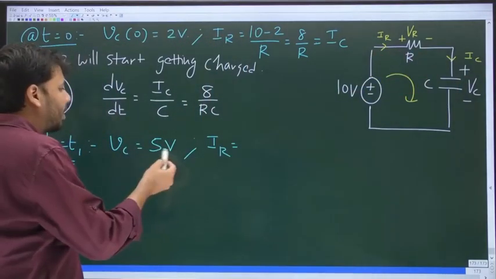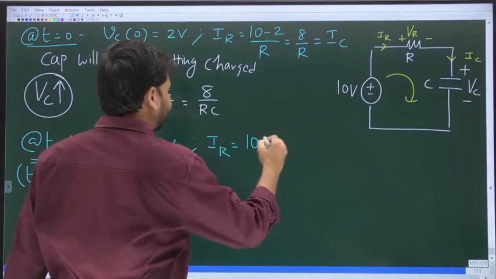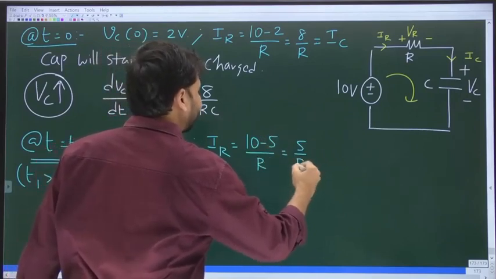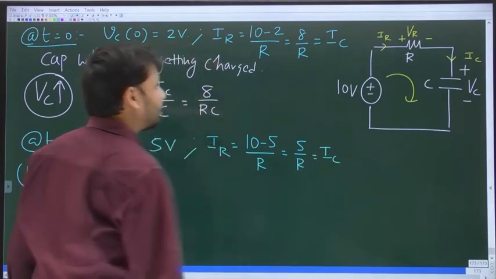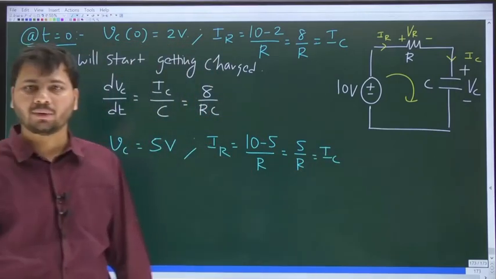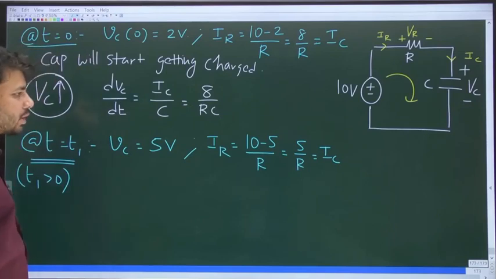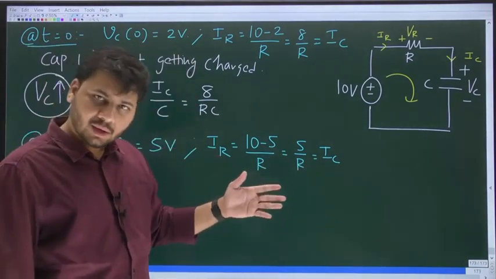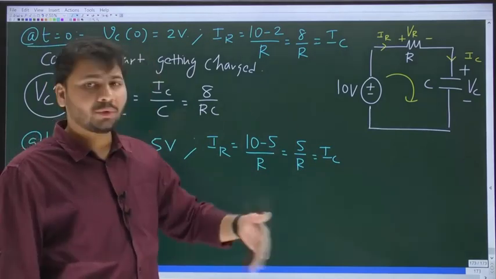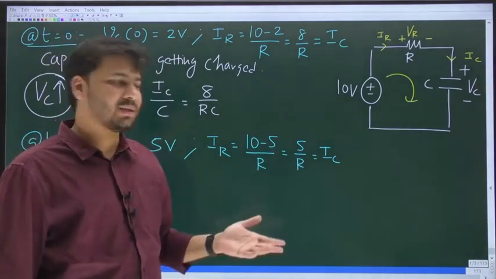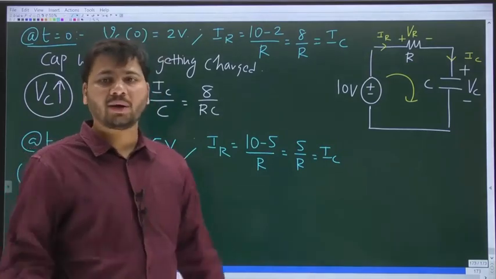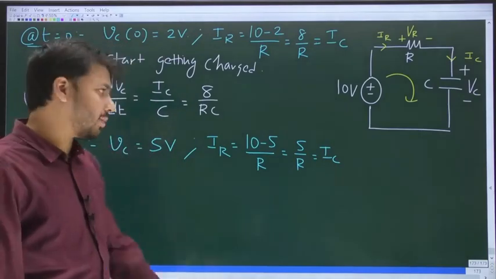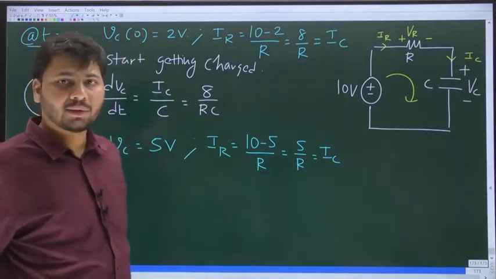Now Vc has become 5. So current through the resistor will be 10 minus 5 divided by R. Is it not 5 by R? Always the current through the resistor is same as the current through the capacitor. Now also IC is positive. If a positive current flows into the plus terminal of the capacitor, the cap will continue to get charged, because now also some positive current is flowing into the plus terminal. Cap will continue to get charged.